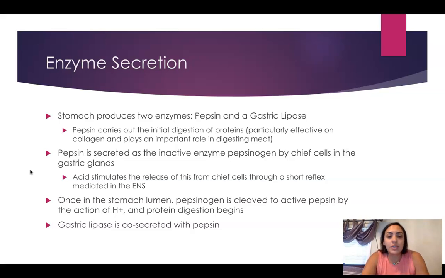What I wanted to say about enzyme secretion, lipases are enzymes that break down triglycerides. So the gastric lipase is an enzyme that breaks down triglycerides, like fat. However, less than a third of fat digestion takes place in the stomach, which also holds food before the breakdown of the food. And that's all I have.